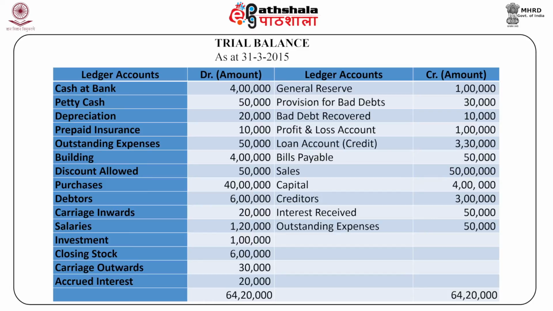The total is 64,20,000. On the credit side, you have journal reserve 1 lakh, provision for bad debts 30,000, bad debt recovered 10,000, profit and loss account 1 lakh, loan account credit 3,30,000, bills payable 50,000, sales 50 lakhs, capital 4 lakhs, creditors 3 lakhs, interest received 50,000, outstanding expenses 50,000, and the total of credit side comes to 64,20,000.